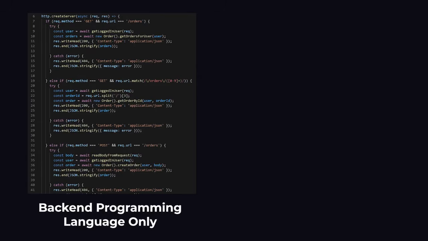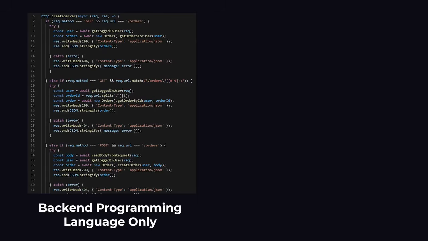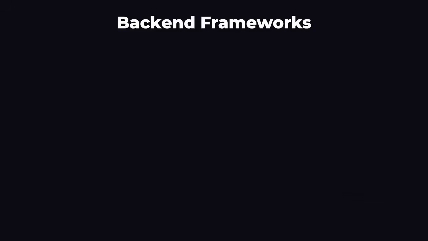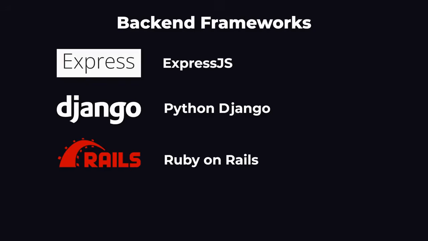However, using a backend programming language by itself is actually really difficult and requires a huge amount of code. So there are two tools we use to help with this, a backend framework and a package manager. A backend framework helps us create a server much more easily and with a lot less code. Each backend programming language has a few frameworks to choose from, but the most popular ones are Express.js for JavaScript, Django for Python, Ruby on Rails, and Spring for Java.